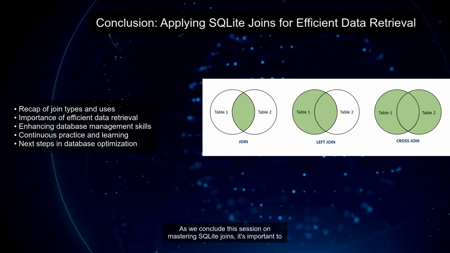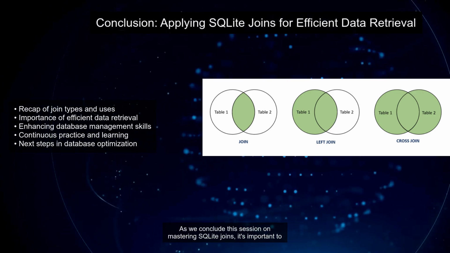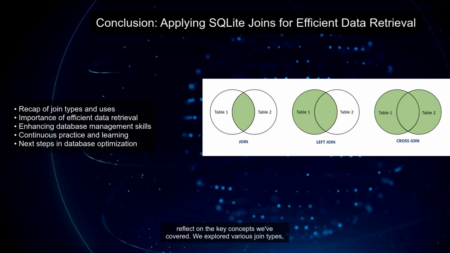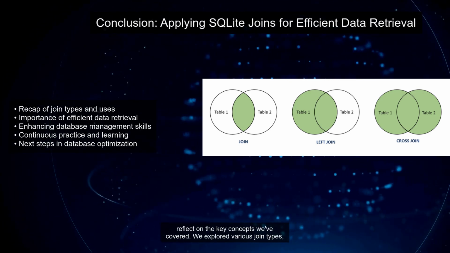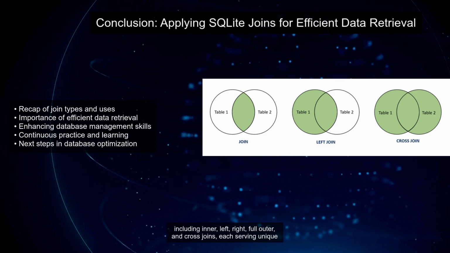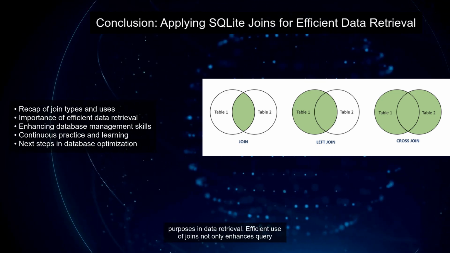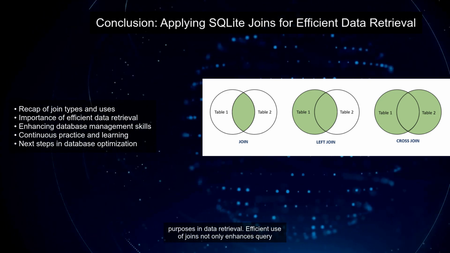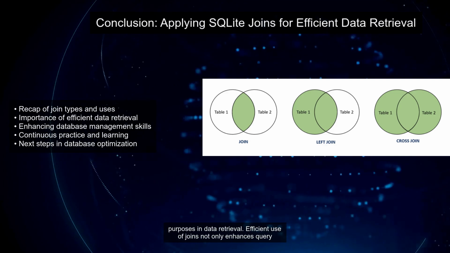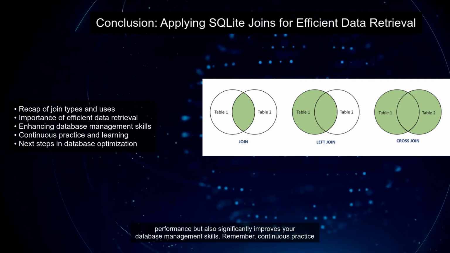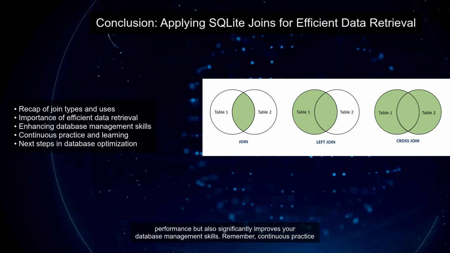As we conclude this session on mastering SQLite joins, it's important to reflect on the key concepts we've covered. We explored various join types, including inner, left, right, full outer, and cross joins, each serving unique purposes in data retrieval. Efficient use of joins not only enhances query performance but also significantly improves your database management skills.